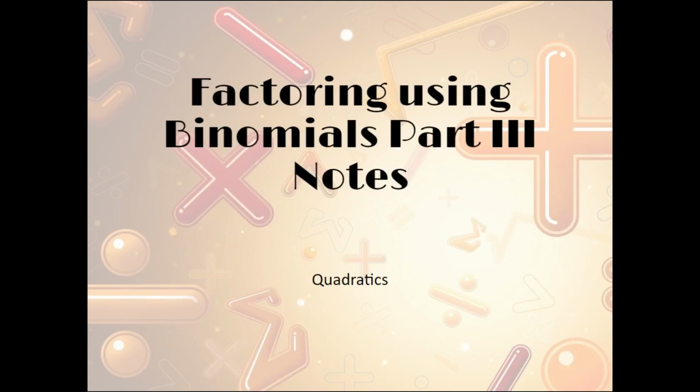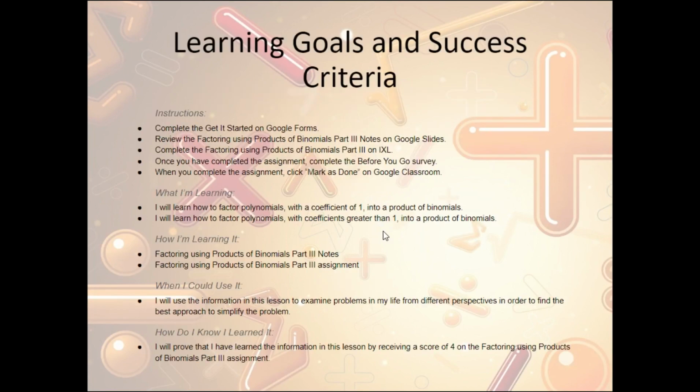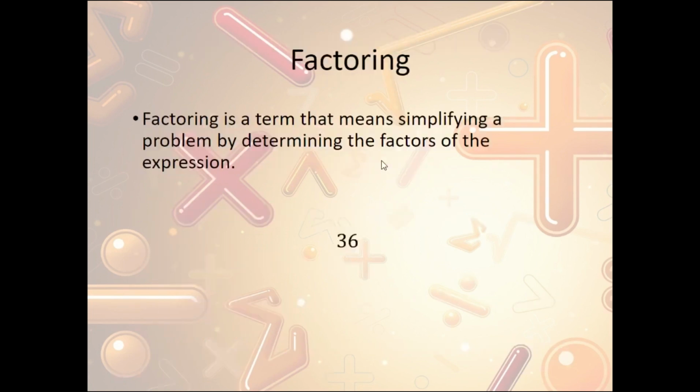Let's take a look now at the factoring using binomials Part 3 notes. The notes begin with the learning goals and success criteria. Now, factoring. Factoring is a term that means simplifying a problem by determining the factors of the expression. So we need to be able to pick out a common factor that exists within a number or a set of numbers. So in this case, let's just look at 36.